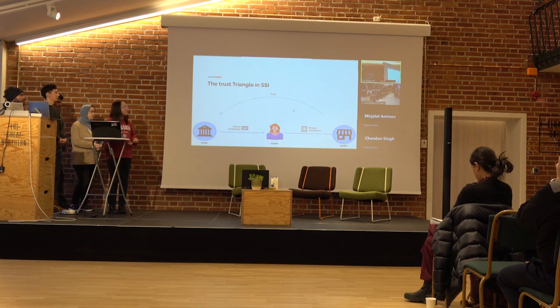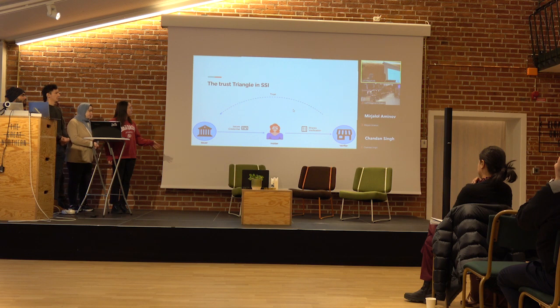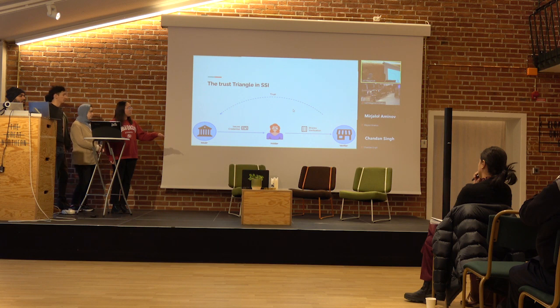And how does this SSI actually work? It includes three main components: issuer, holder, and verifier. They communicate between each other, and they establish a trust triangle. In this case, the holder is the simple user, or one person who wants to get verified by some organization. For example, it might be a person searching for a job, and that person wants to get accepted by the workplace.